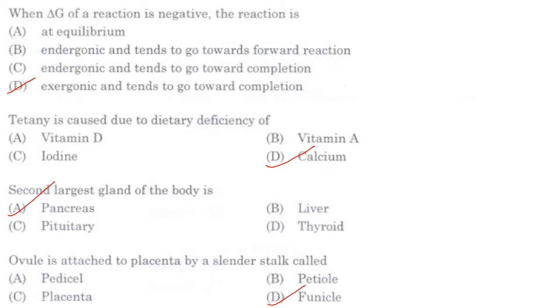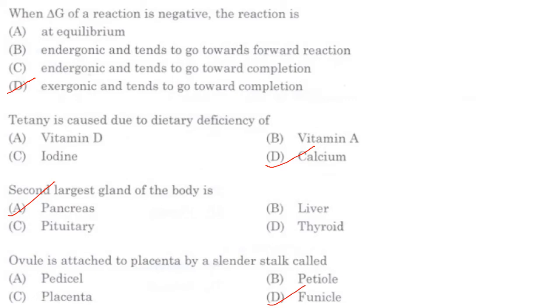Then next one, delta G of a reaction is negative. The reaction is an exergonic reaction and tends to go towards completion. This is also a repeated question. Then tetany is caused due to dietary deficiency of calcium. Answer is option D.